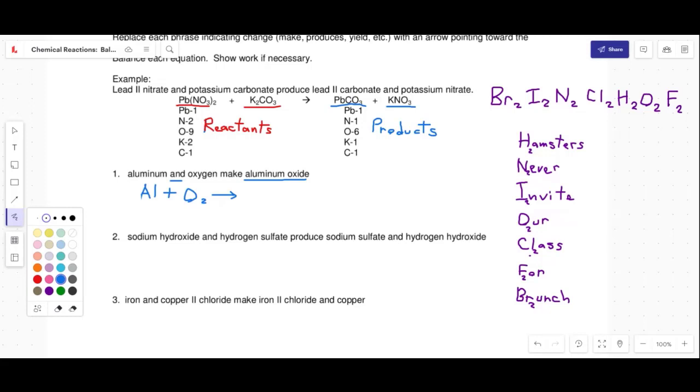So this is an ionic compound, which means we're going to have ions, and you have to find the charge. So what's the charge of aluminum in an ionic compound? Yep, 3 plus. And what's the charge of oxygen?